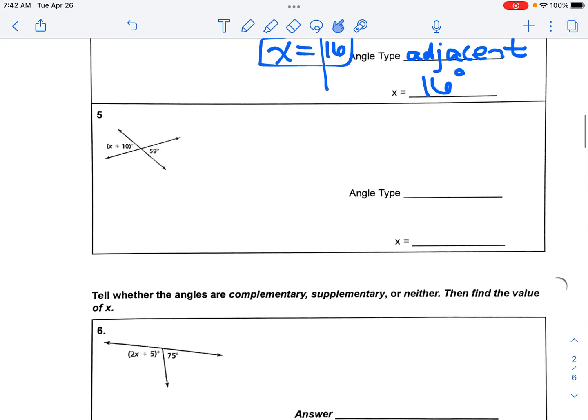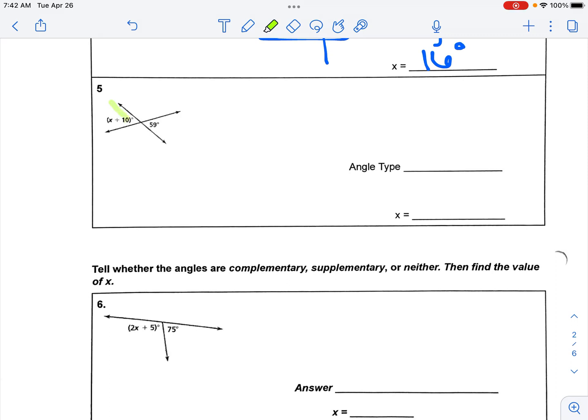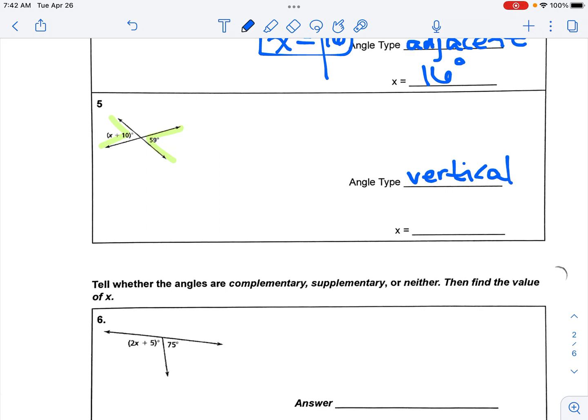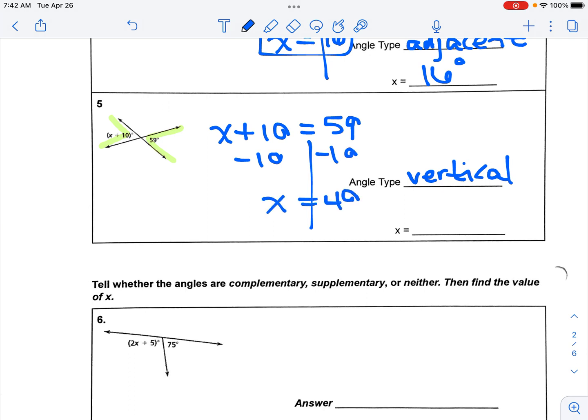All right, so here we're looking at this angle and this angle. Since those two angles are opposite each other, those are called vertical angles. Make sure you're making any corrections to your study guide if you made a mistake. Since those two angles are congruent, they're going to have the same measure. I'm going to say x plus 10 equals 59 degrees. Those two angles have to be equal to each other. So I'm going to draw my line, subtract 10 from the left, subtract 10 from the right. X equals 49. So 49 degrees.